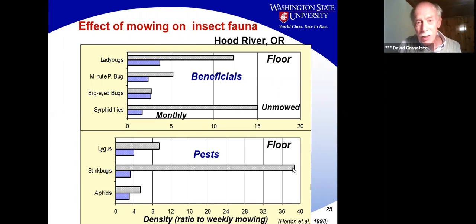So the conclusion is we don't know enough really to try to manage mowing to affect some good pest control. But obviously mowing affects all these organisms in the orchard, and we need to know some more about what we're actually doing when we mow that orchard.